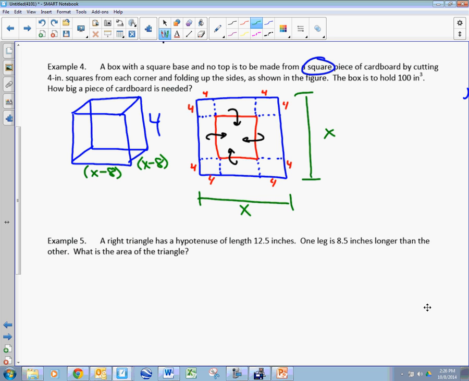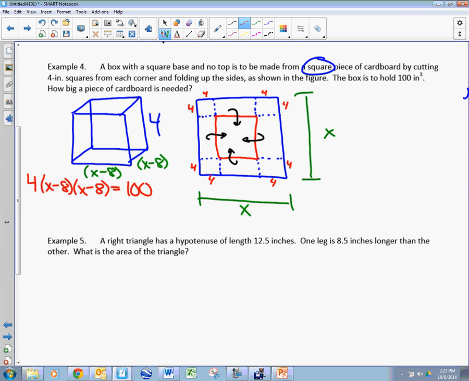Can I now calculate the volume? Yeah, I got length times width times height is equal to 100. So 4 times X minus 8 times X minus 8 is equal to 100. This will now allow me to solve for X. Once I have X, will I know the size of the cardboard? And that's the question. What piece of cardboard is needed? What size?